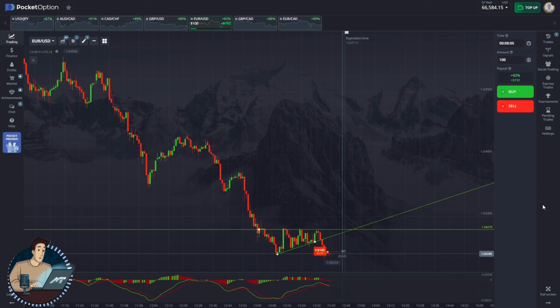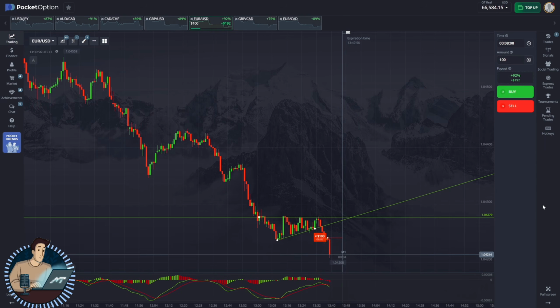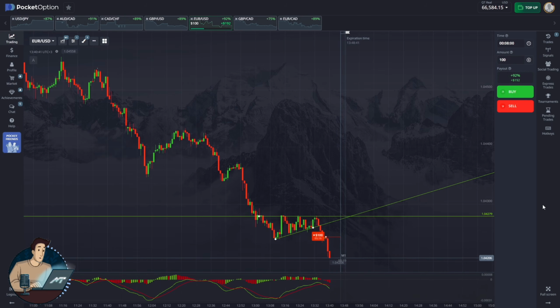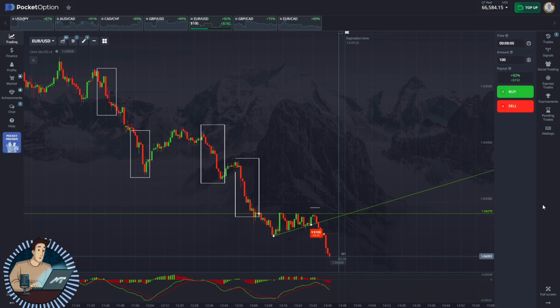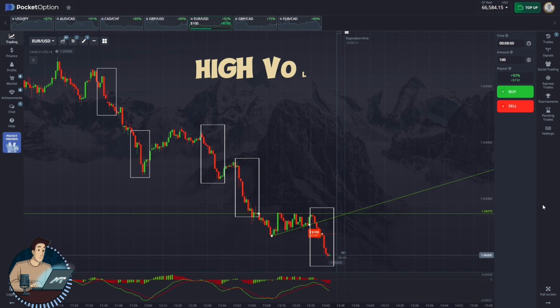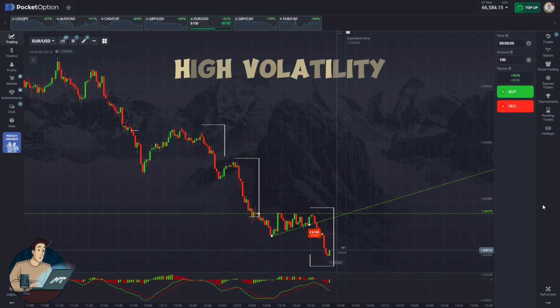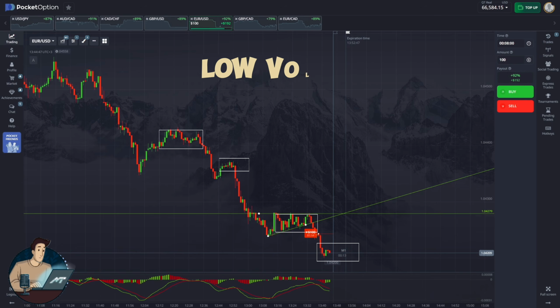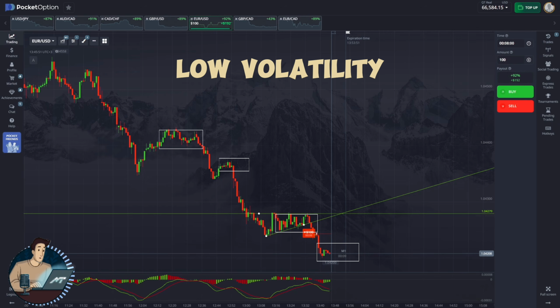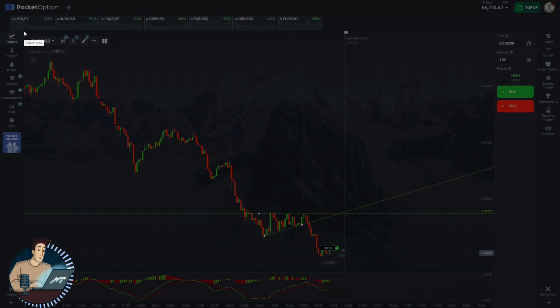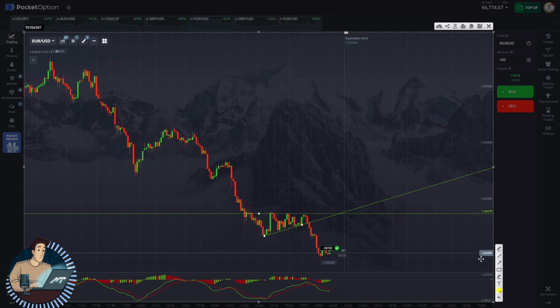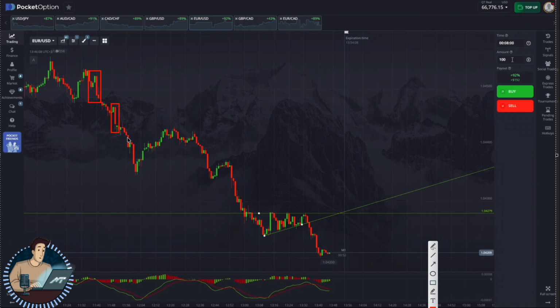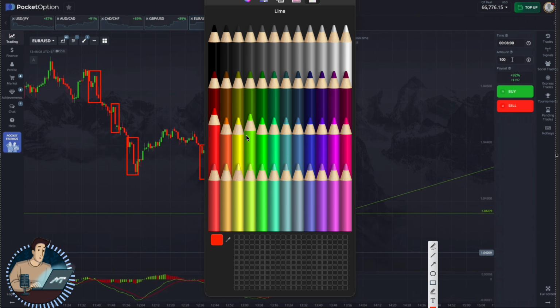Simply put, it's just how fast and how far price is moving at any given moment. Big candles, price flying in one direction, that's high volatility. Small candles, tight range, nothing happening, that's low volatility. And here's the part that took me way too long to figure out. Volatility isn't random. It actually cycles, and it does it every single time.